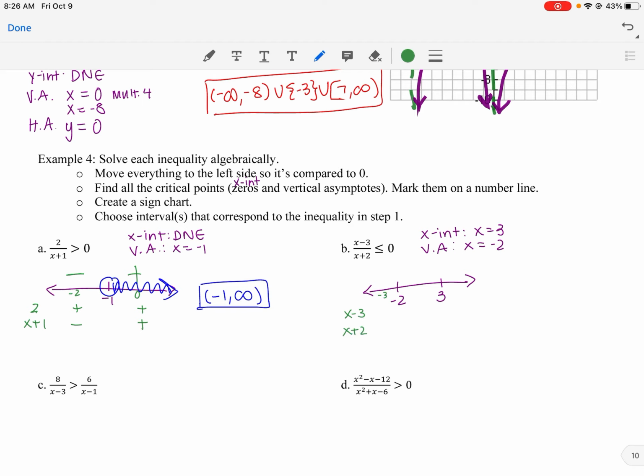As we choose something like -3, we get a negative and a negative, but a negative times a negative is a positive. Something between -2 and 3 is like 0. So we get a negative and a positive, so this is also negative. Something greater than 3, like 4, is a positive and a positive, so this interval is positive. Since we wanted, in this case, when it was less than or equal to 0, we want the negative parts, but we are going to include the endpoints here. So our interval here would be -2 to 3.